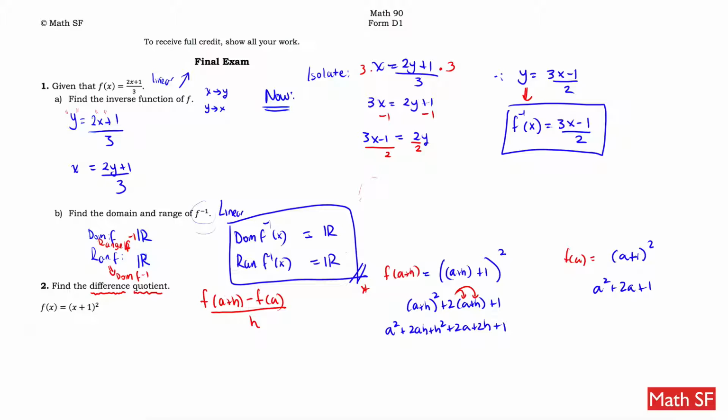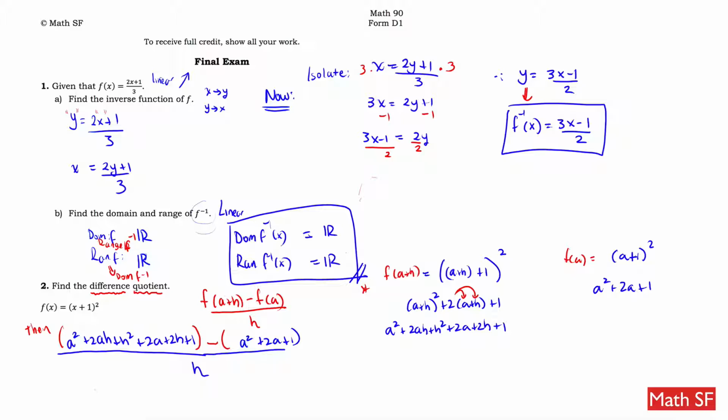So back on here, what I'm going to have is a squared plus 2ah plus h squared plus 2a plus 2h plus 1, all over h. This is f of a plus h, and then I have to do minus this other f of a, which is a squared plus 2a plus 1.